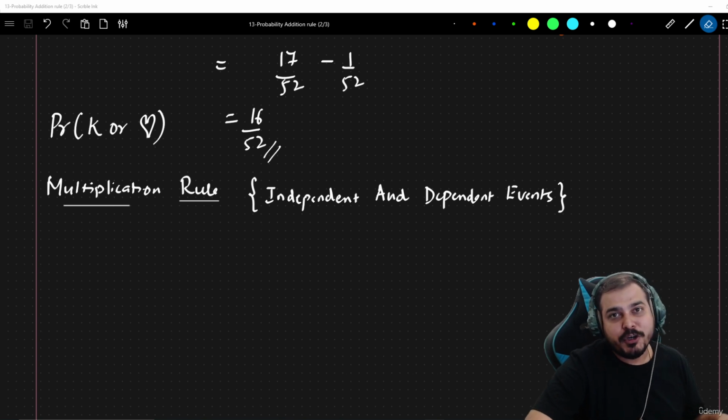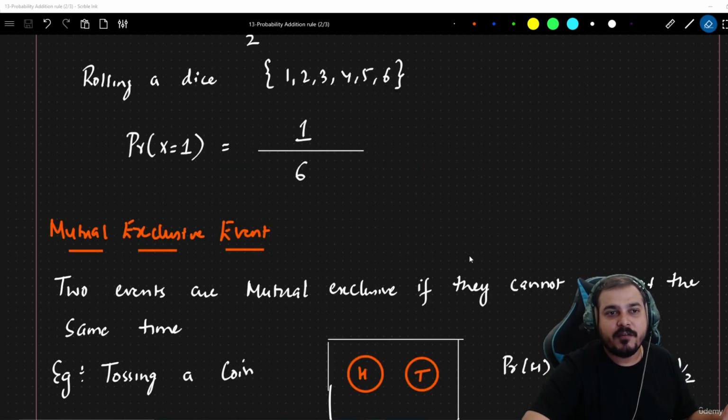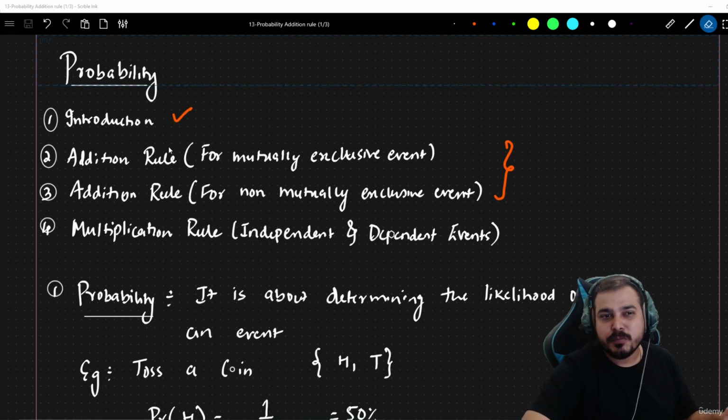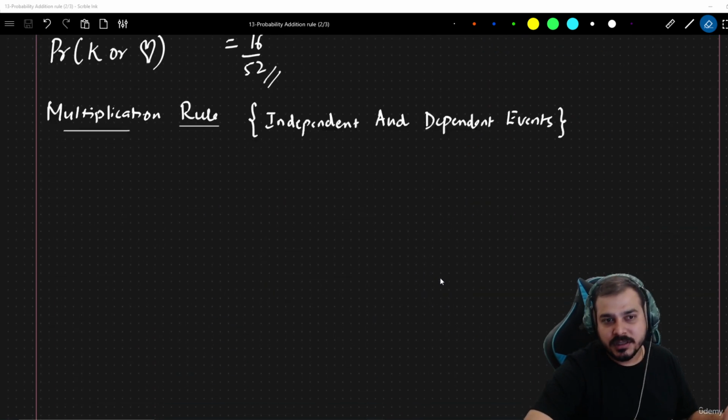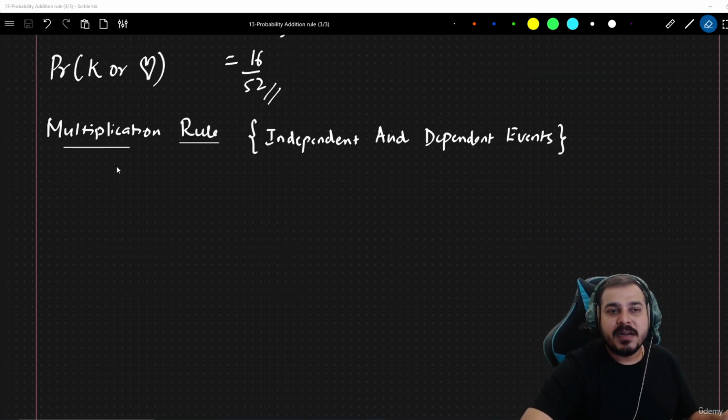So guys, we are going to continue the discussion with respect to statistics. In our previous session, we have already seen the introduction to probability, and we had seen the addition rule, specifically for mutually exclusive events and non-mutually exclusive events. Now in this session, we are going to discuss the multiplication rule, and this will be specifically for independent and dependent events.